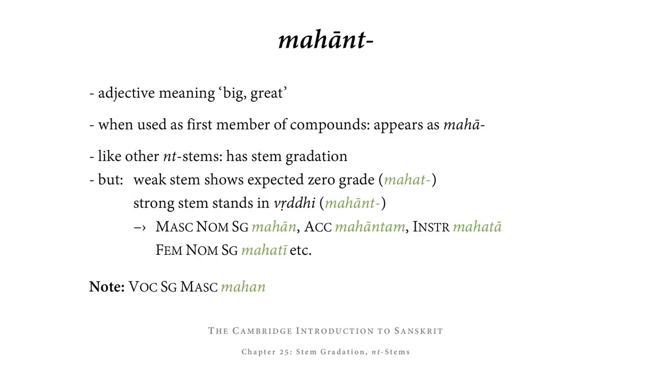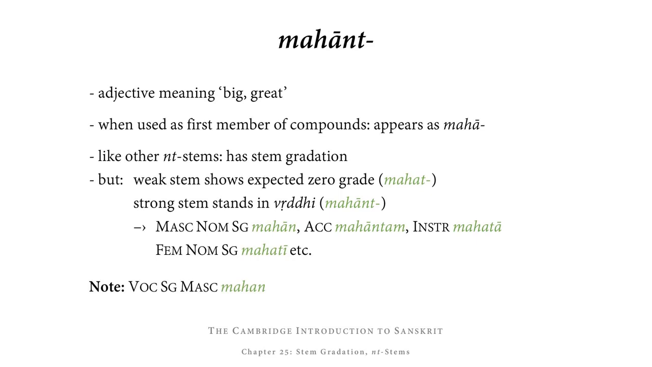The last nt stem to look at is the adjective mahant, which means big or great. When it is used as the first member of a compound, it appears as maha, and so, for example, we get maharaja, meaning great king. Like other nt stems, mahant has a stem gradation, but whereas the weak stem has exactly the expected zero grade, so we get mahat, the strong stem doesn't stand in guna, but rather it stands in vriddhi. So we don't get mahant, but we get mahant with a long a.